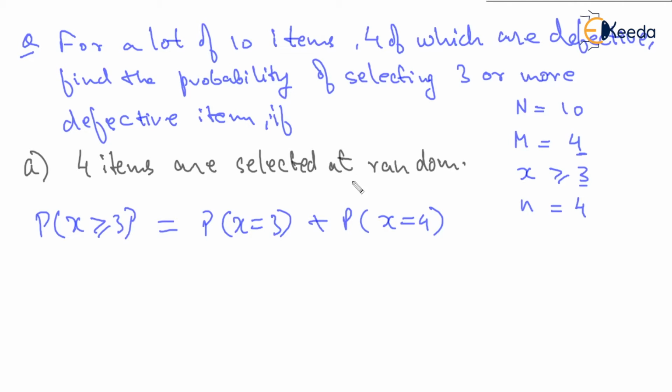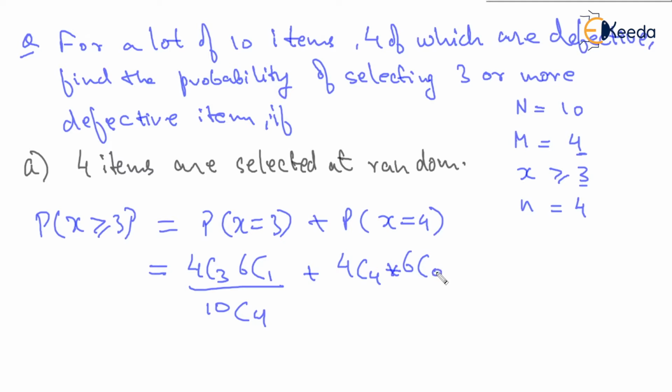So in that case, this value is going to be 4C3 into 6C1 over 10C4, plus 4 of 4 defective, so 4C4 into 6C0, divided by 10C4. This 10C4 is 210.